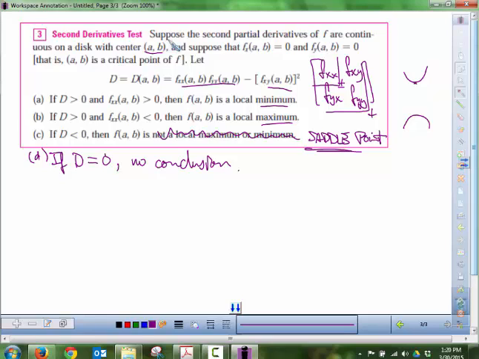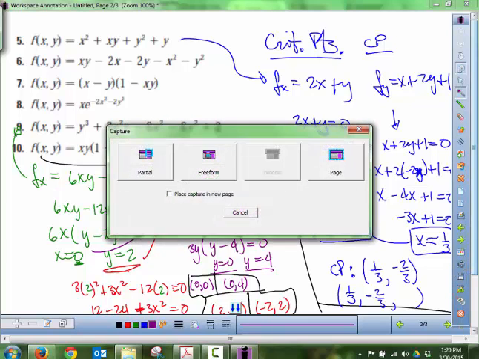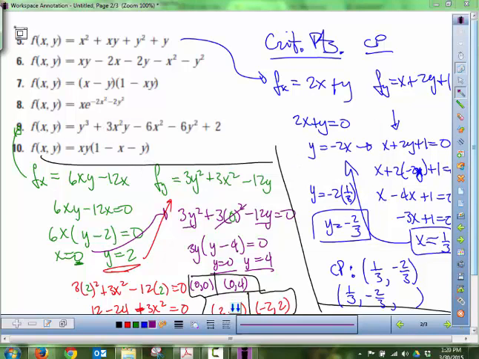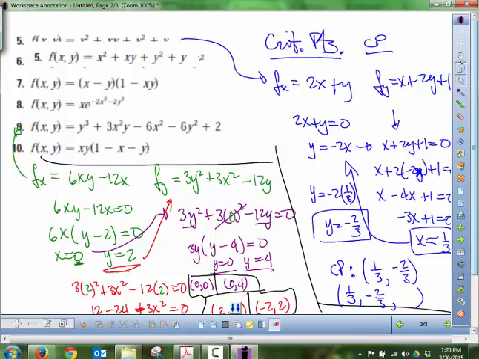All right. So let's take a look at our example from here, number 5. We found critical points already. So let's just take that as our example. Just going to quick copy this, and then quick copy the critical point.